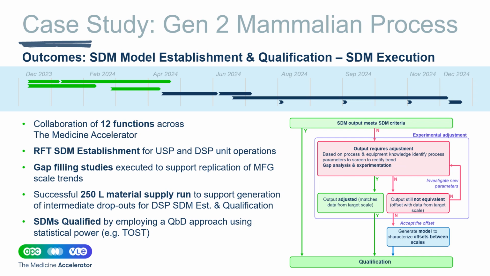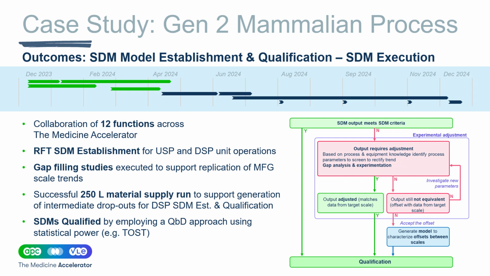The execution of the model establishment and qualification work for all upstream and downstream unit operations represented a collaboration of all 12 functions at the Medicine Accelerator. But on account of that due diligence on the front end with the engineering design package, we had right first time execution for all unit operations and the material supply batch.